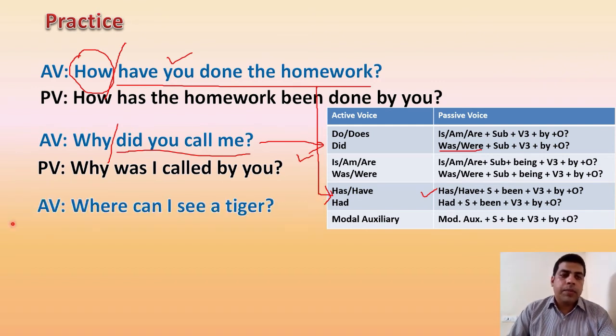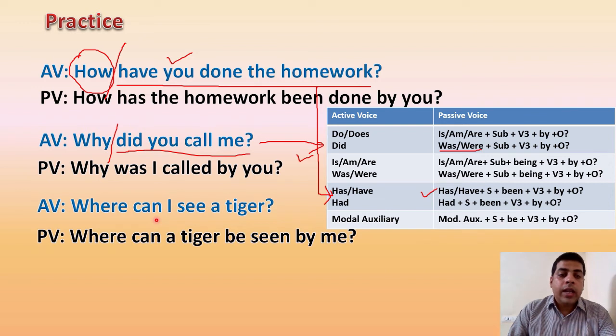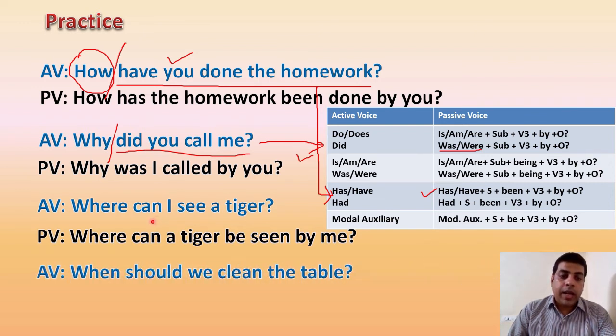That will be the answer for your question. Let's go with one more example. Where can I see a tiger? If I remove this word again, where, I am left out with can I see a tiger? Then for this particular part, can I see a tiger, where a modal auxiliary is there, we know how to convert that one to passive. The answer will be, can a tiger be seen by me? And after that we are supposed to just add the WH word, that is, where can a tiger be seen by me?